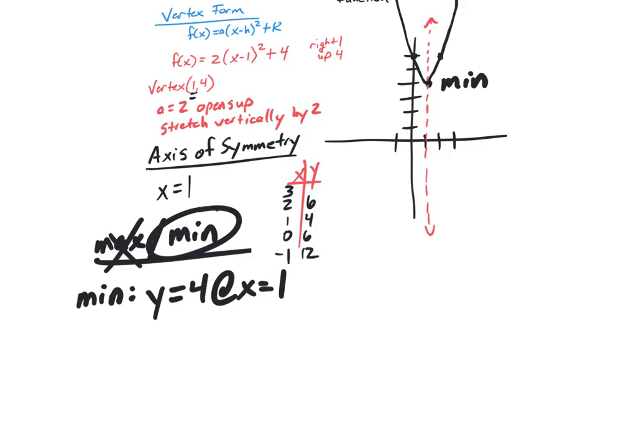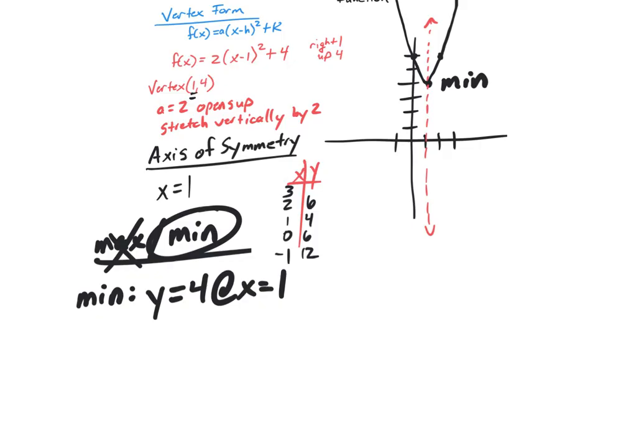But when we talk about the minimum or the maximum value, we talk about the y value, because that is the lowest point. 4 is the lowest point that graph ever hits. So we don't just write the ordered pair (1, 4). The point (1, 4) is the vertex, y equals 4 is the minimum, and it happens at x equals 1. So it's using all the information from the vertex, but we just write it a little bit differently. We want to say where that minimum happens, and that would be at y equals 4.